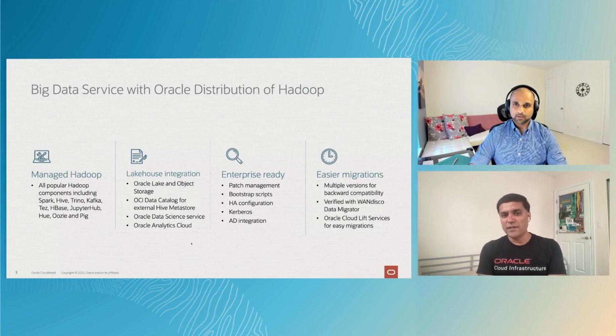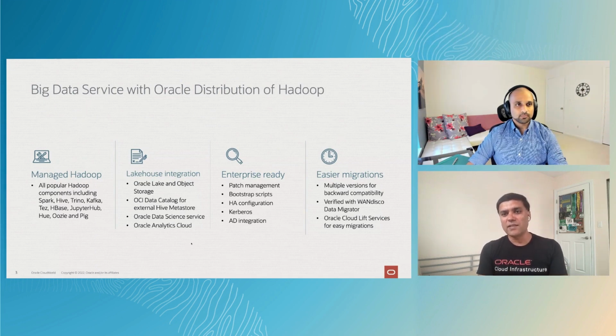We have integrated Big Data Service and our Hadoop stack into a bigger data platform in Oracle, which includes Lakehouse pattern services. So it integrates with our data lake service, object storage. It integrates with our data catalog service for external Hive metastore. It integrates with our data science service as well as OAC, the analytics cloud, for BI dashboarding and analytics workloads.